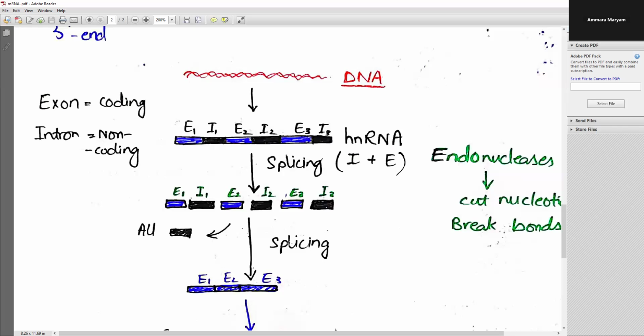Now there will be a special process which basically involves the removal of all the introns. So at this step all the introns, that means all the non-coding regions, जितने भी non-coding regions है ये सब यहाँ से remove हो जाएंगे. और इस process को हम क्या कहते हैं? This particular process is the splicing.